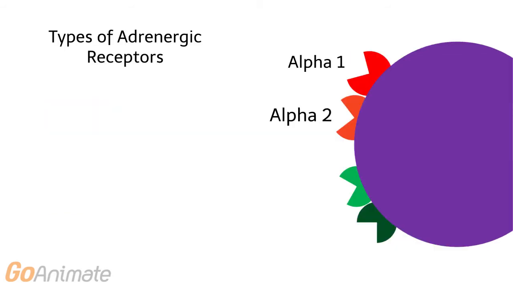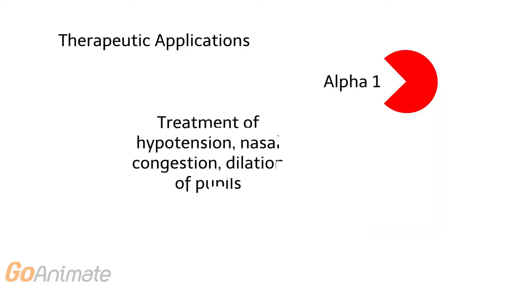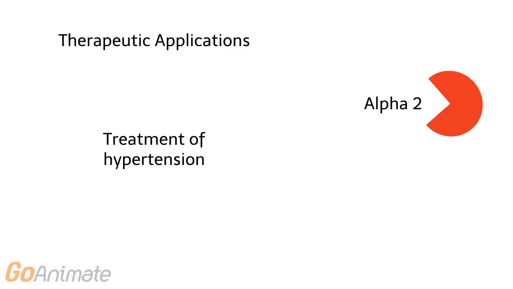There are four types of adrenergic receptors: alpha-1, alpha-2, beta-1, and beta-2. Drugs can affect one or more receptor types and have different actions depending on the receptor. The therapeutic applications for drugs affecting the alpha-1 receptors include treatment of hypotension, nasal congestion, and dilation of pupils. Therapeutic applications of drugs affecting alpha-2 receptors include treatment of hypertension.